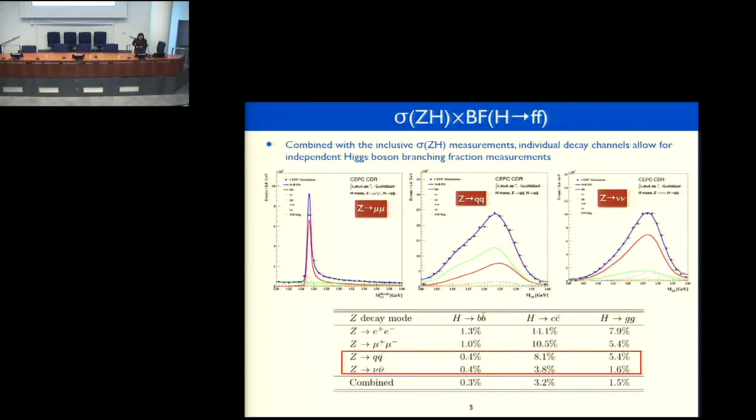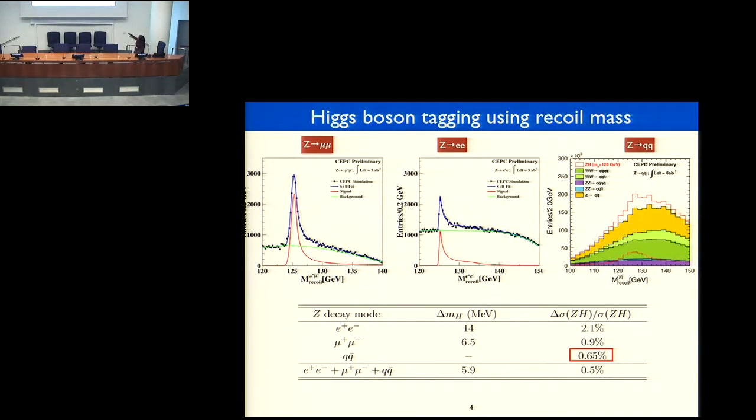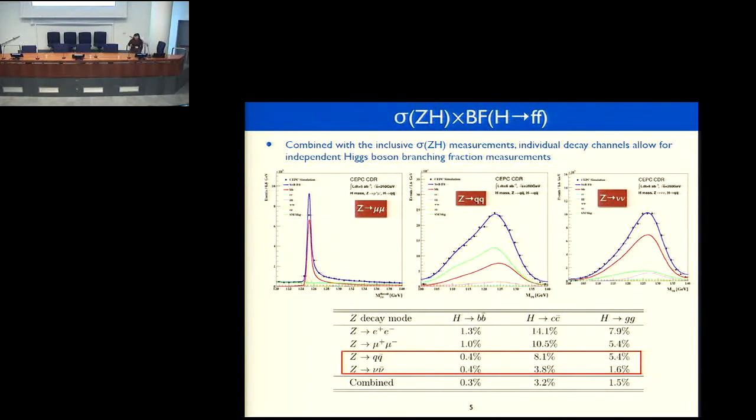All right. Secondly, because we have this inclusive ZH production, if you measure the production times the branching ratios, then you can get unambiguous measurements of the branching ratios. I just want to again highlight some of the main features here by looking at subsequent decays. This slide shows you the subsequent decays involving Higgs to fermions. And again, you will see that, for example, if you look at the Z to mu mu tag, you have this fantastic peak of the Higgs.